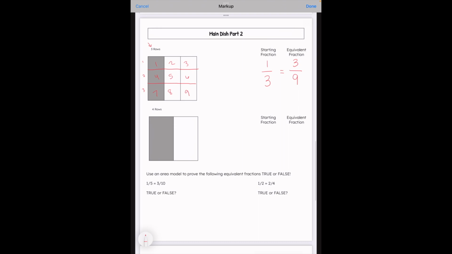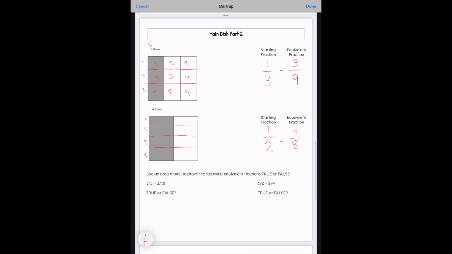Our last model is going to be starting fraction of 1/2. And this time we're going to create 4 rows. So there's my first row, my second row, and my 3rd and 4th row. Again, labeled off to the side. And what's the equivalent fraction for 1/2 going to be this time? 4/8. Same value, just different numbers to represent the fractions.